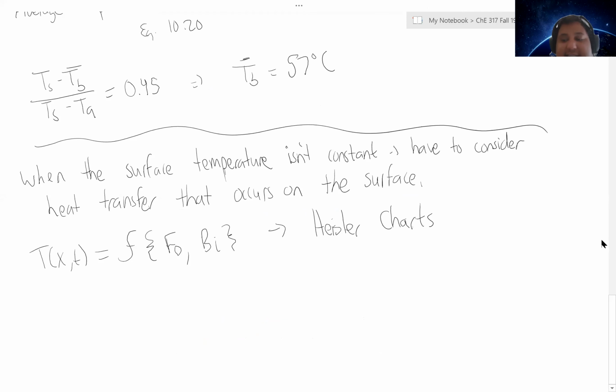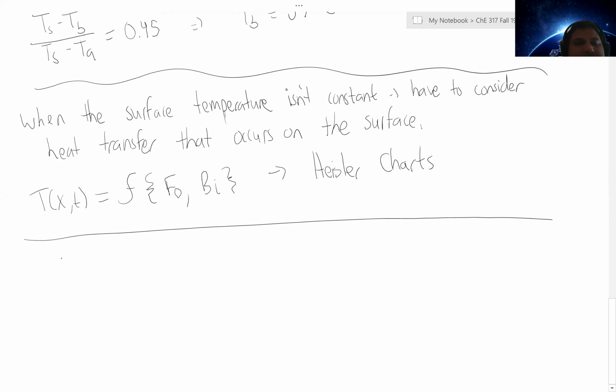So the last thing I want to discuss as it relates to transient conduction is the case of what's known as a semi-infinite solid. In these cases, we're looking at an object so large that the heat transfer that occurs can be approximated as only affecting a small surface region within that given object. A good example of this is the Earth.